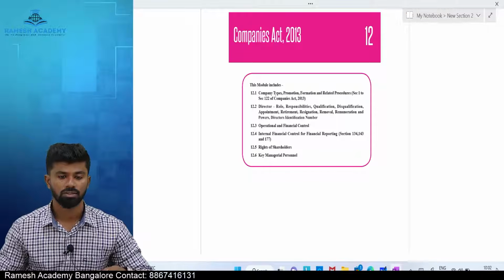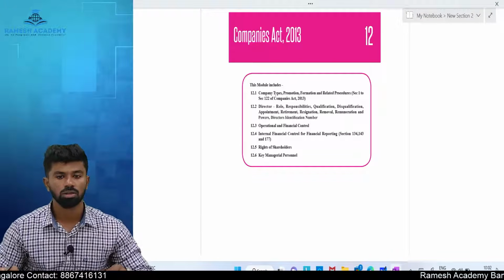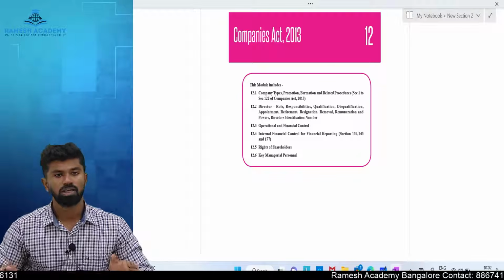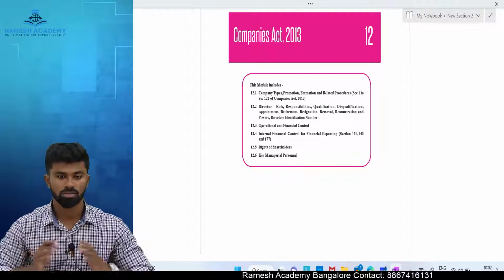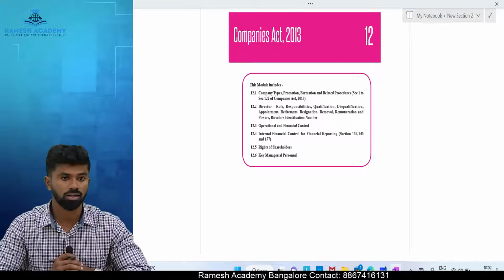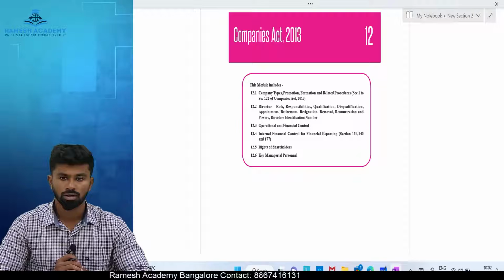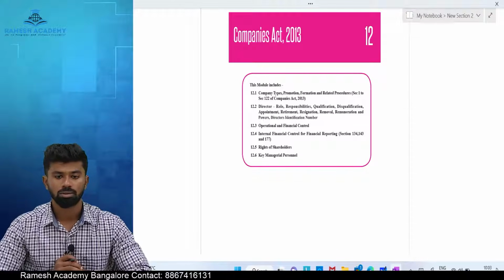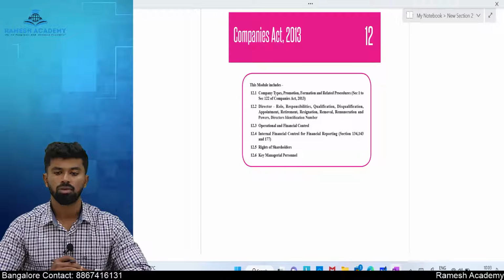Today we'll start with the Companies Act 2013, the corporate law. This part has a weightage of 35 marks in your law paper. 35% of questions will come out of this part of your law portions. So this part is one of the important parts in your law syllabus.